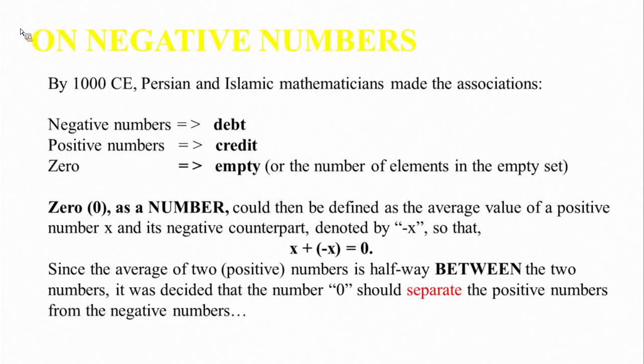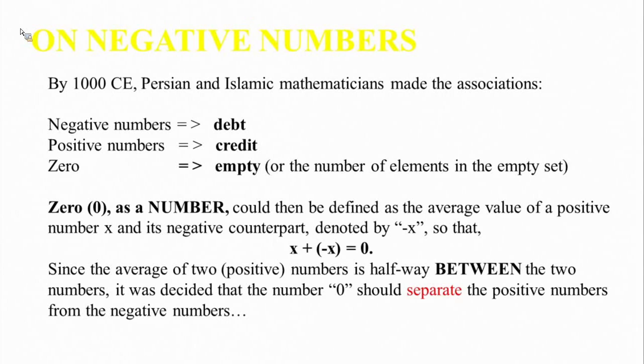Then by 1000, the Persian and Islamic mathematicians made the associations, which of course were made before, that negative numbers could be thought about as debt, positive numbers as credit, and 0, once it came into existence, could be thought about as the empty set. Well, not really. It's the cardinality of the empty set. That's how we think about it. You've got an empty set. How many elements does it have? 0. We actually give it a number. We call it 0.